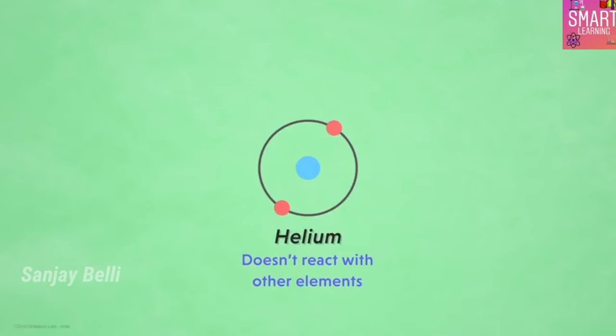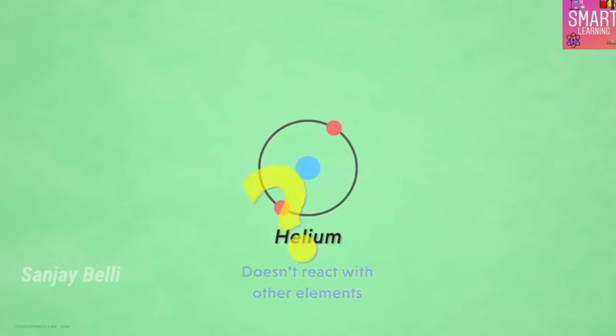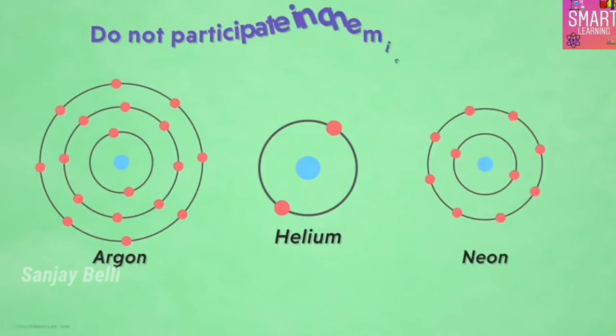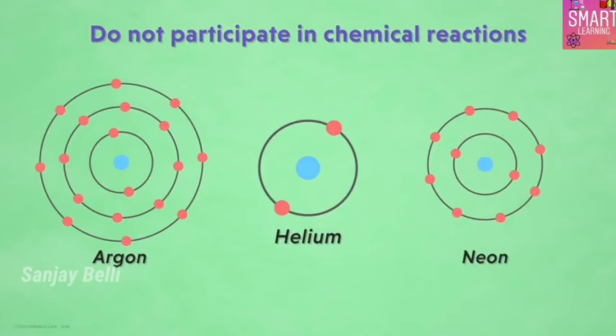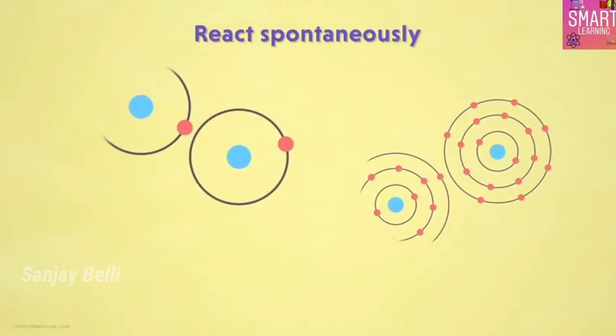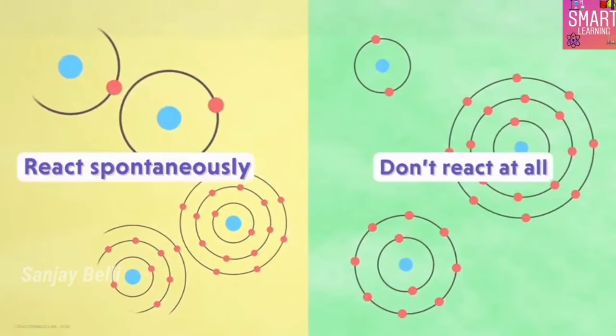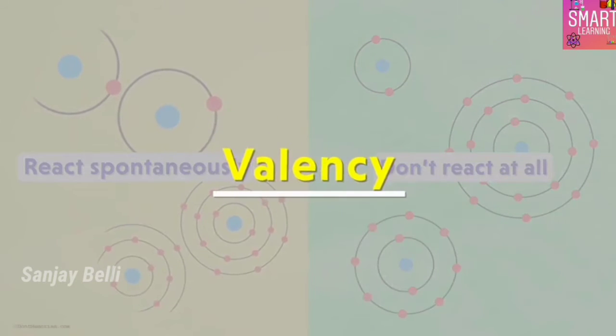Helium is quite an unreactive element and does not participate in reactions. But have you ever wondered why? What makes helium and many other elements, like neon and argon, not participate in chemical reactions? And another question we would have is: what makes other elements react spontaneously with each other? The answer is valency. Yes, one of the most important factors for reactions is the concept of valency.